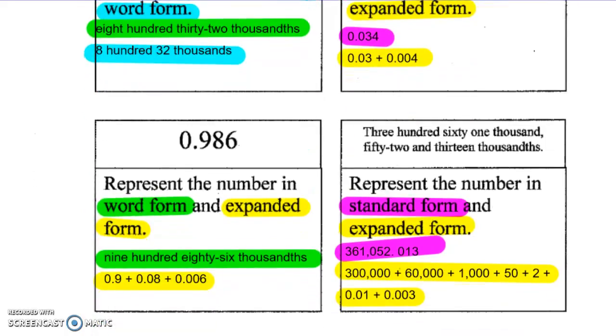I hope the color coding helped. I hope you can keep track of the difference between word form, number and word form, standard form, and expanded form. Remember, if you're stuck, go back to an earlier page in your interactive notebook and you should be able to find an explanation of each one.